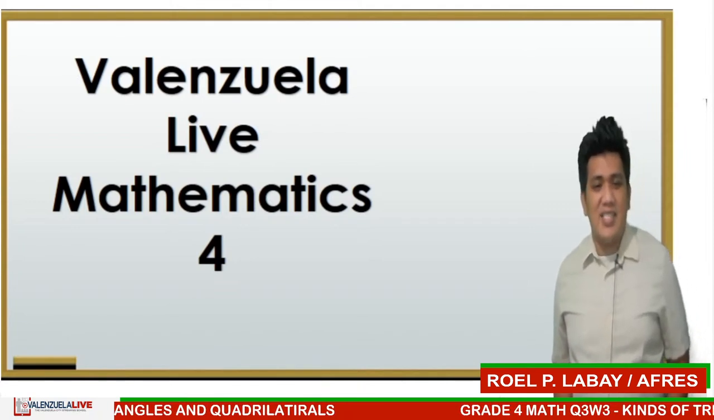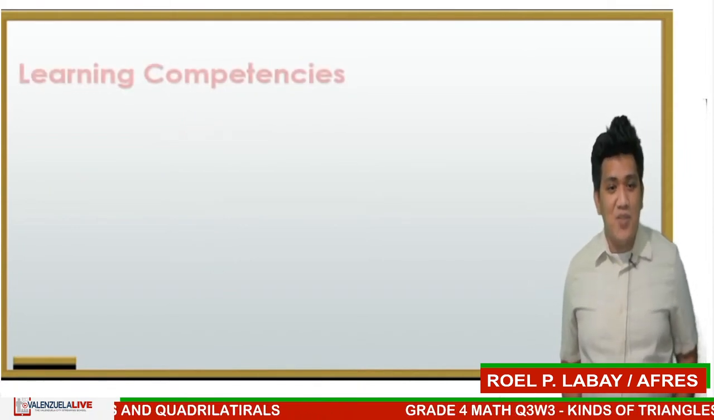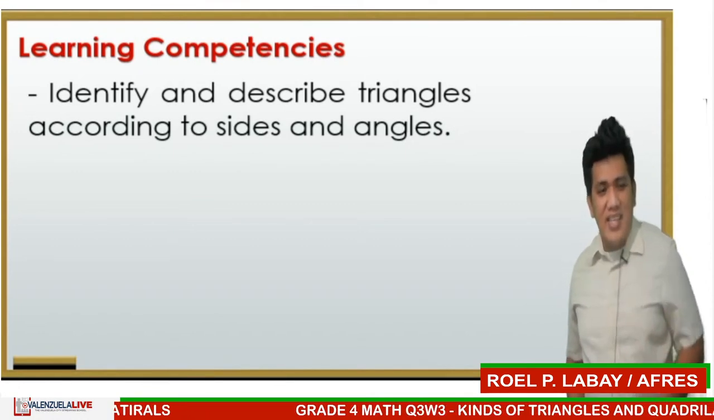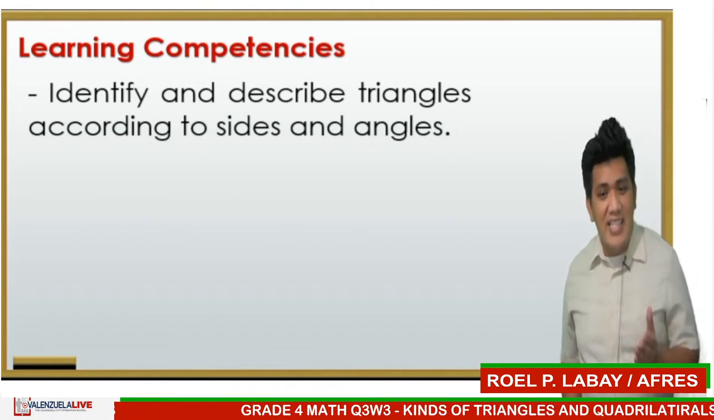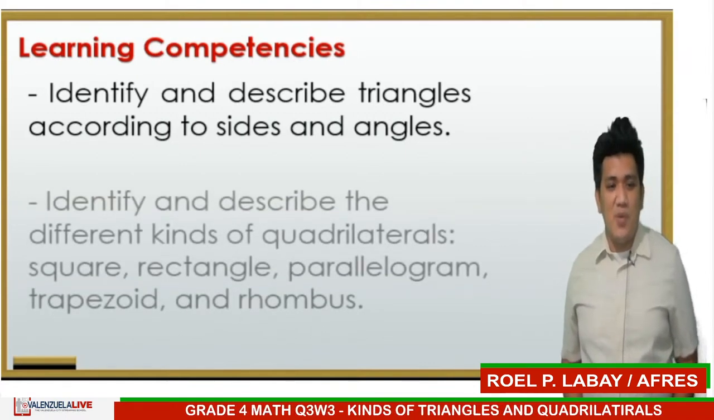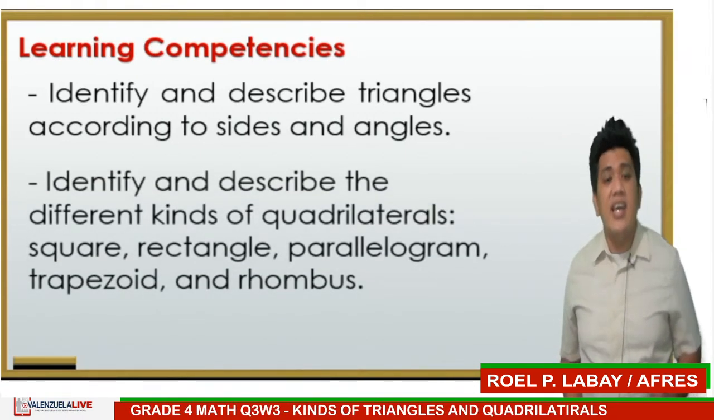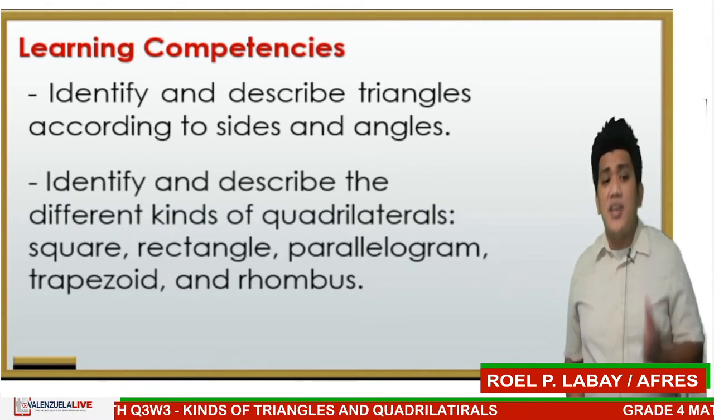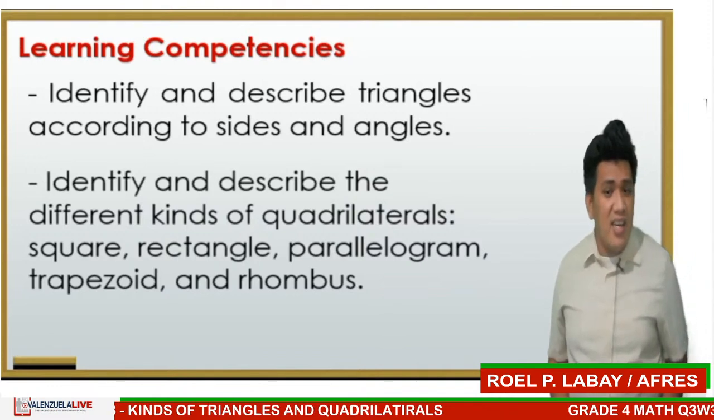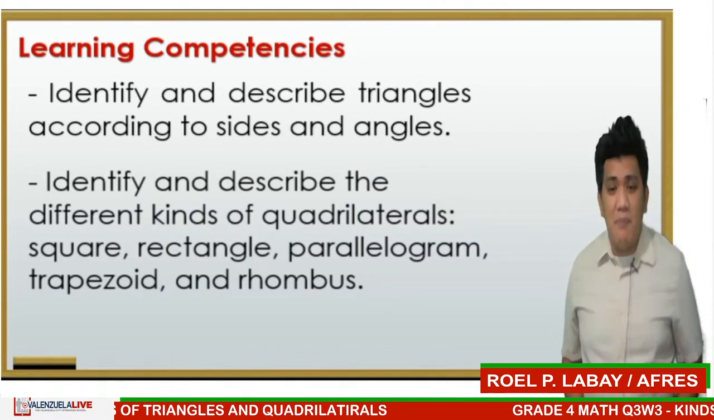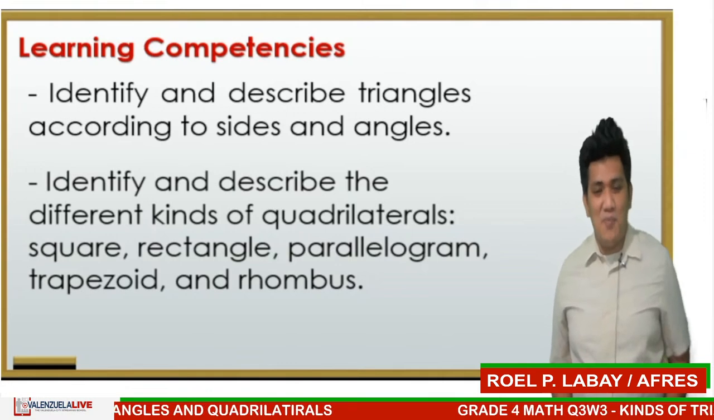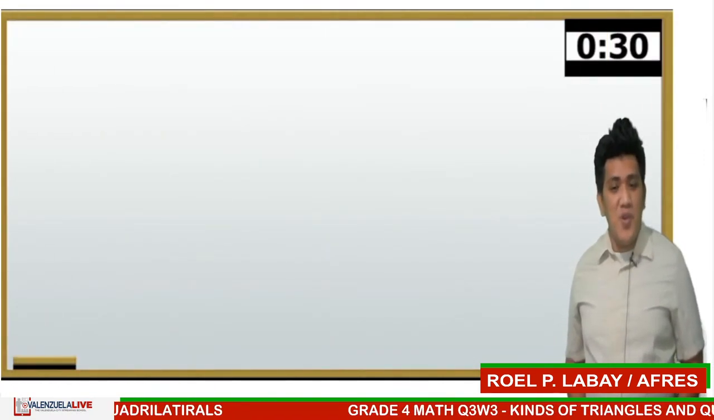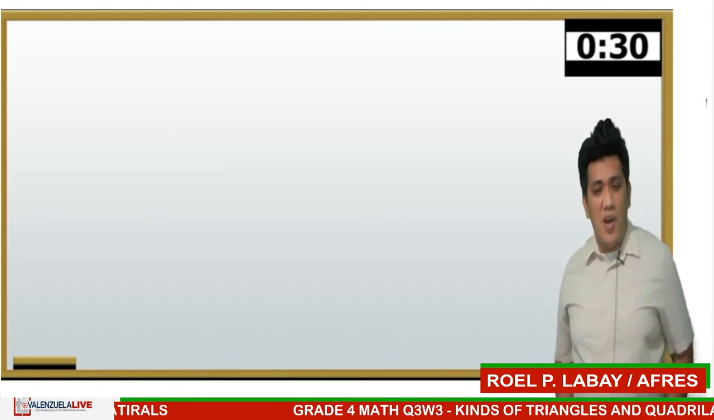For today's lesson, you will learn how to identify and describe triangles according to sides and angles. You will also learn how to identify and describe the different kinds of quadrilaterals: square, rectangle, parallelogram, trapezoid, and rhombus. But first, let's have a review about the types of angles.